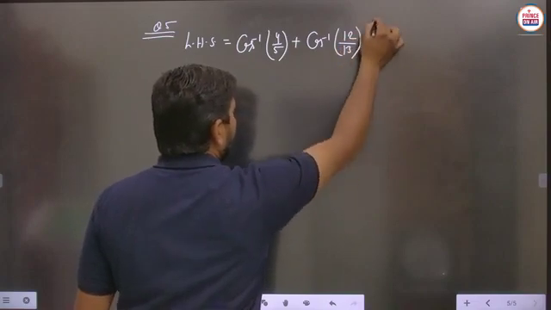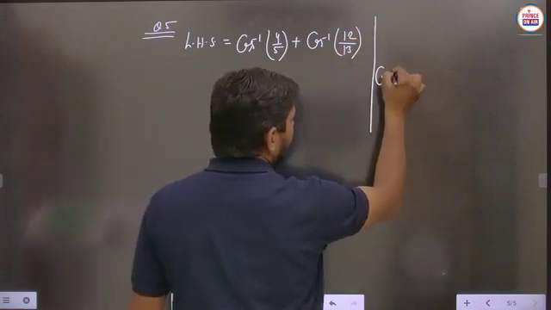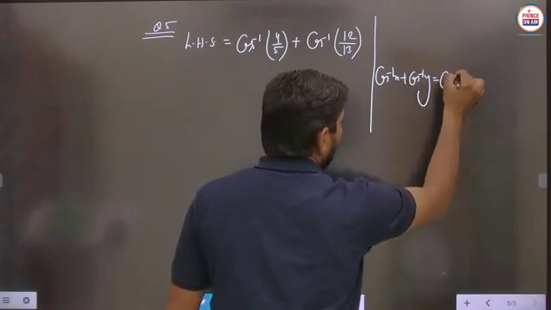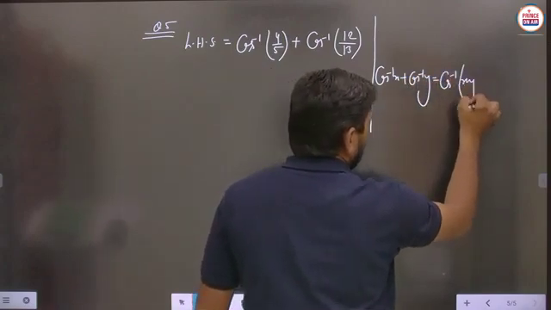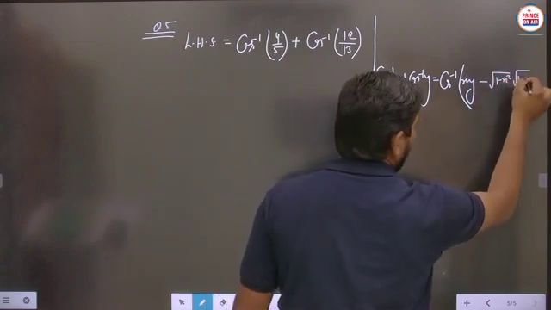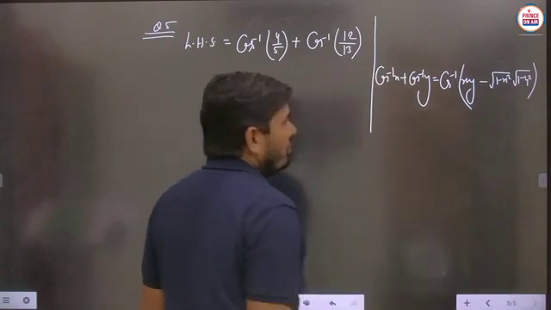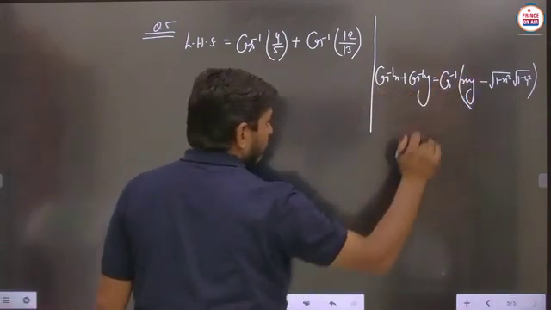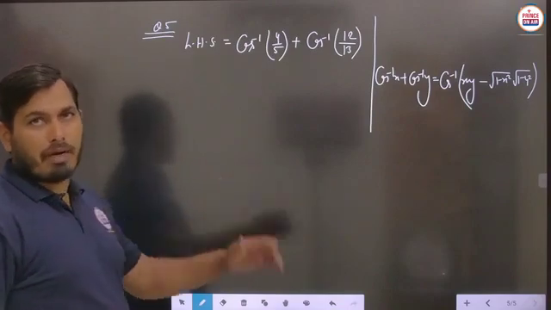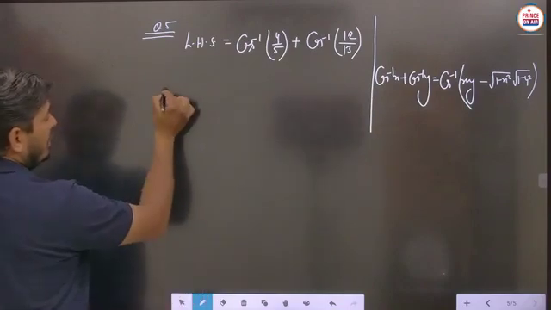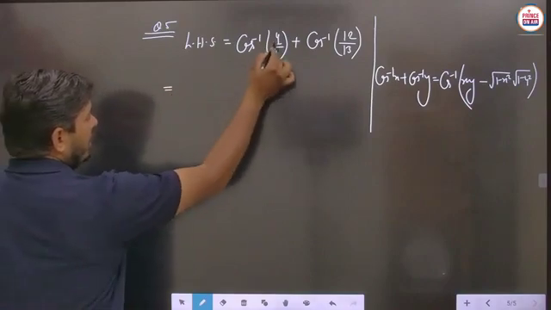Now the formula of cos inverse x plus cos inverse y will be cos inverse of xy minus under root 1 minus x square into under root 1 minus y square. I think you know this formula very well. Student, here the plus sign is there, so we have to take the negative sign. We have to keep this in mind also. Some students make a mistake here and do not get the answer. So this is x and this is y.